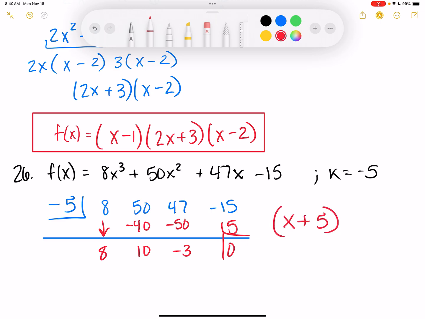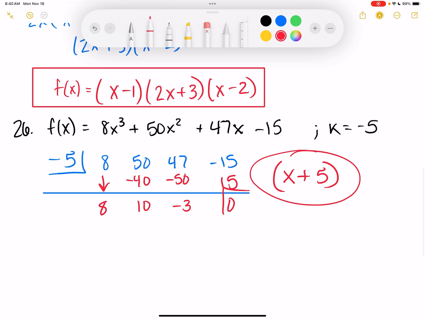Okay? Are we tracking on that? Okay. So then I'm left with 8x squared plus 10x minus 3. So I've got factors of negative 24 that add up to give me a positive 10.